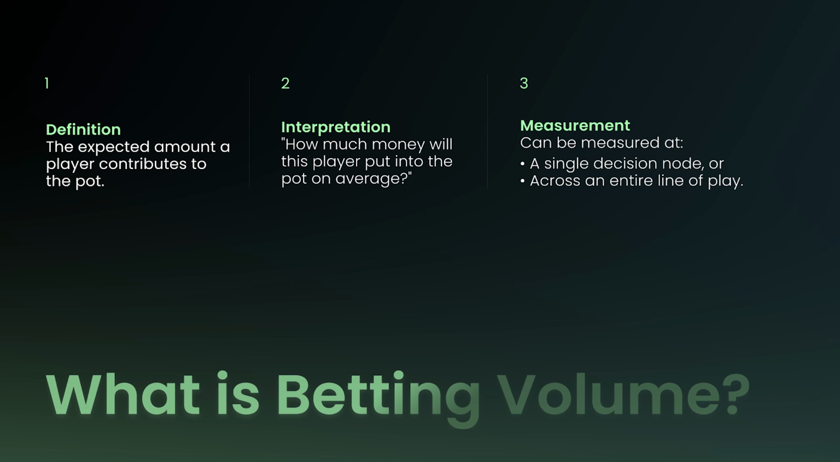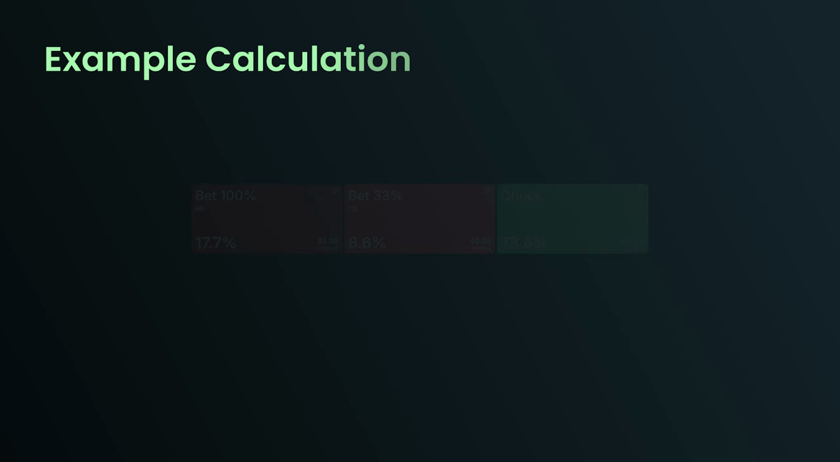So betting volume is just the sum of the bet sizes times the frequencies, right? And all this describes is the expected value of the amount of money someone is putting into the pot. How much money do we expect to go in? And so here's an example.